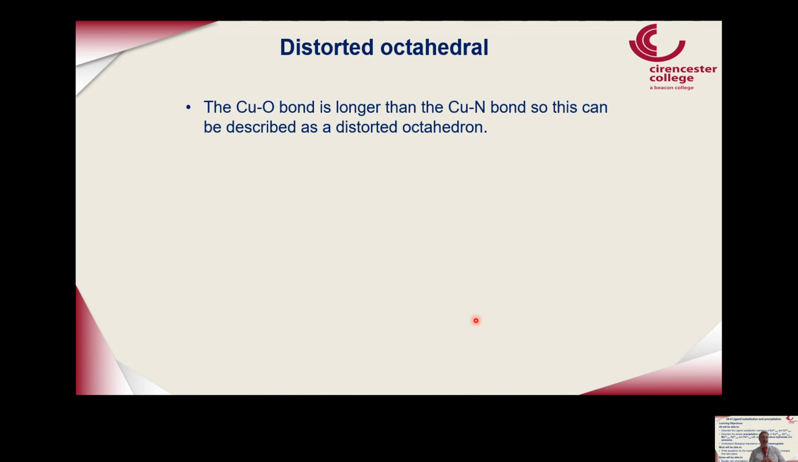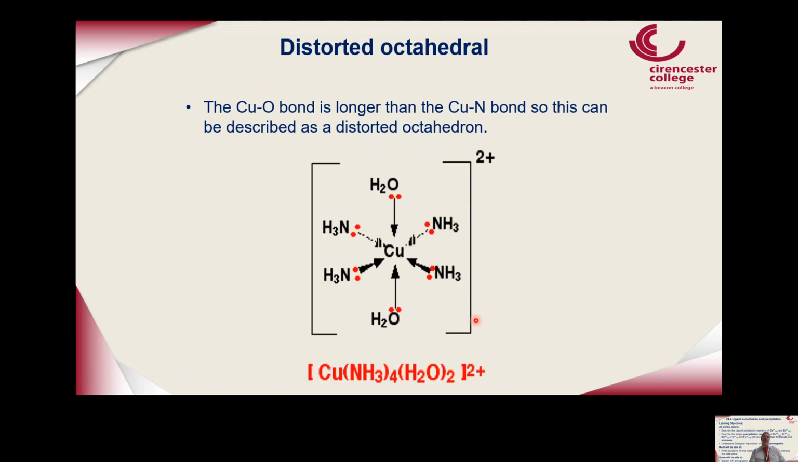We can have a distorted shape because the copper-oxygen bond is longer than the copper-nitrogen bond. So we've got a distorted octahedron, and that will give us this shape. So that is going to have a slightly distorted shape.